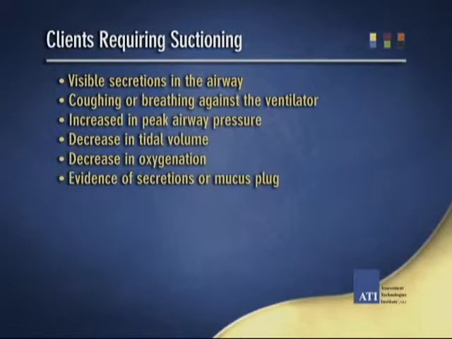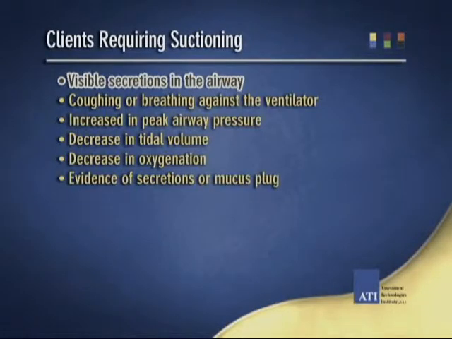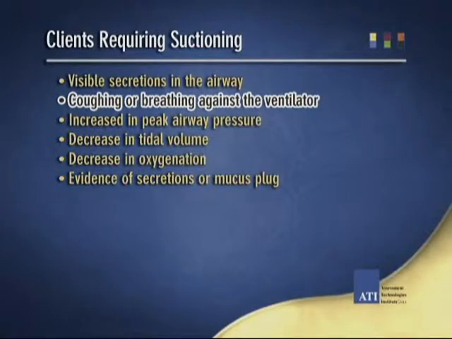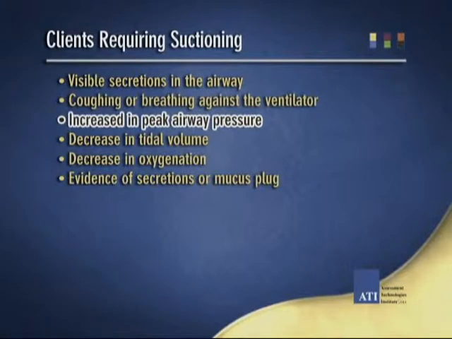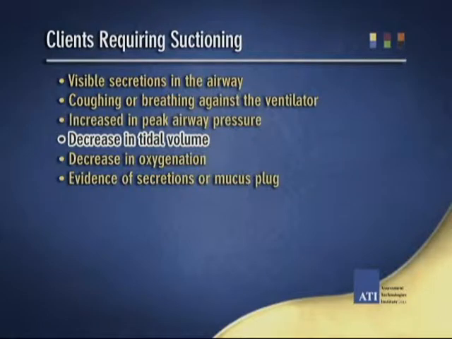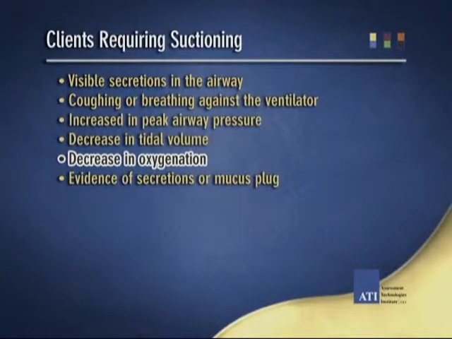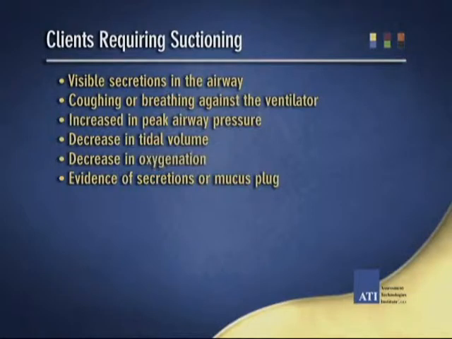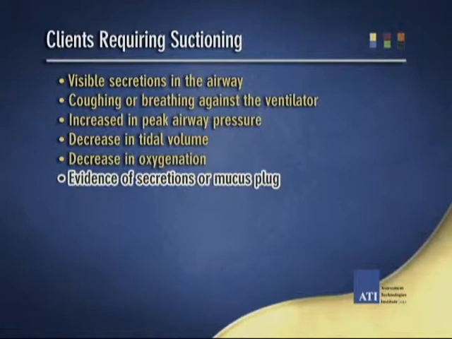Clients with an endotracheal tube require suctioning when there are visible secretions in the airway or if the client is coughing or breathing against the ventilator. Other indications for the need to suction can include a transient increase in peak airway pressure, a decrease in tidal volume, or even a decrease in oxygenation, as noted by decreased SaO2. The nurse would suspect airway obstruction due to the presence of secretions or a mucus plug if the breath sounds are diminished or chest rises less than expected.